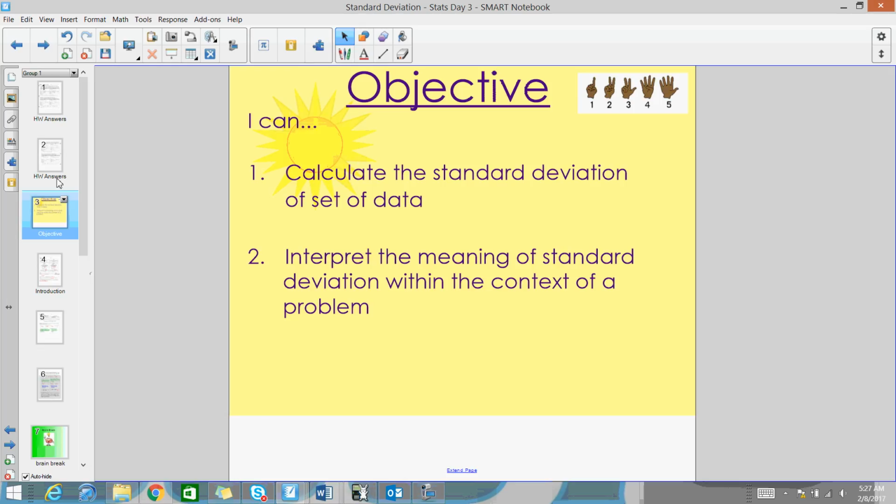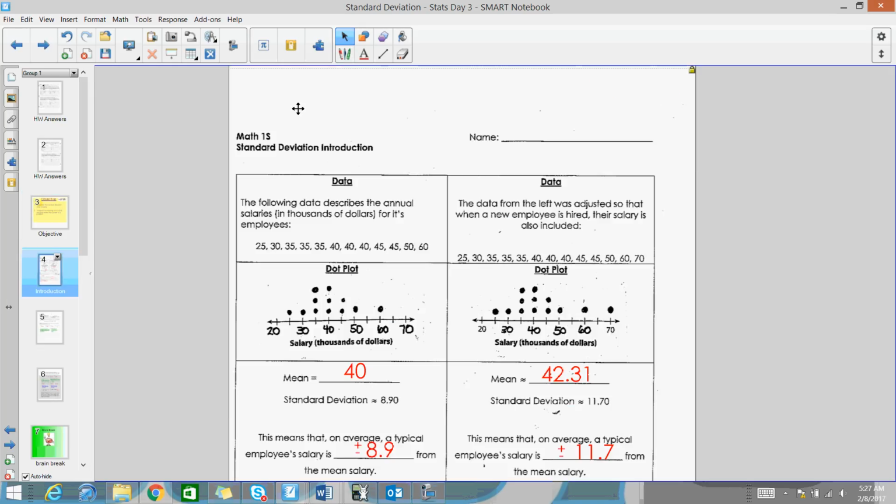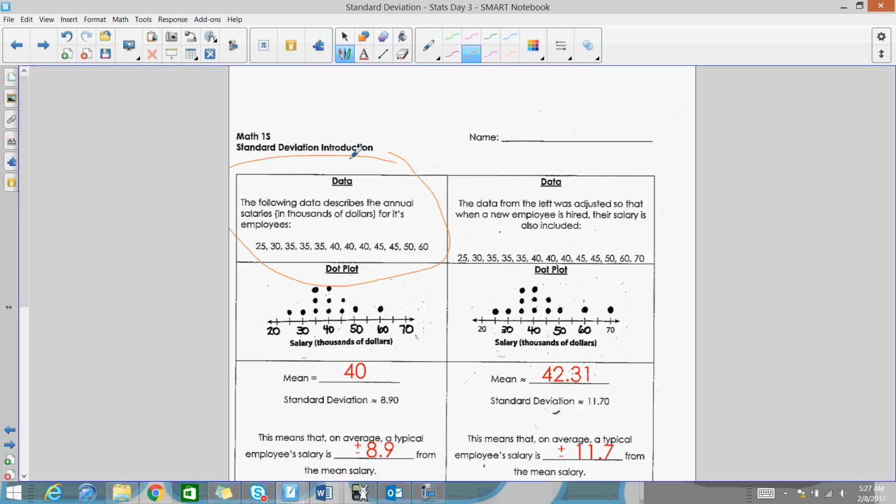So the first thing we're going to do is start with the introduction, which is a white sheet of paper. It should have been a white individual sheet of paper, and you guys are starting to write the numbers, which is great. But the whole point is to understand what is going on. So we're going to start with this first column right over here, and I'm going to introduce what standard deviation is.